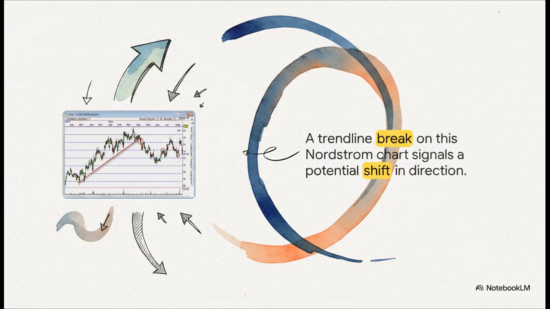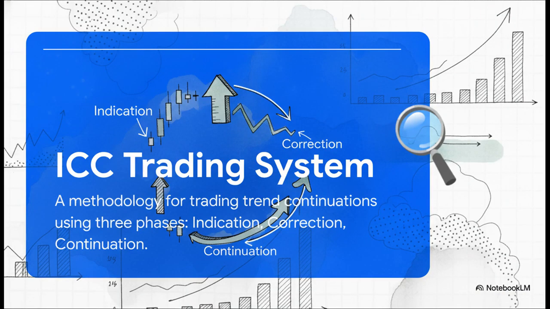That clean break is a huge signal that the sellers have finally taken control, and the whole trend might be about to reverse. Okay, so trend lines help us see the overall direction. But when exactly do you enter a trade while you're in that trend? That's where a system like ICC comes into play.